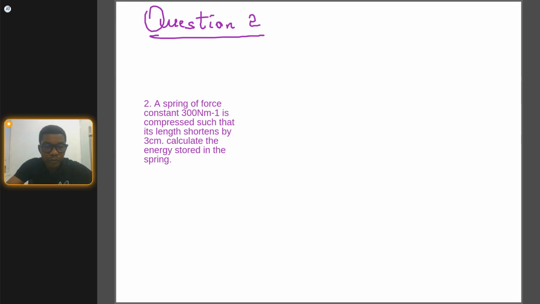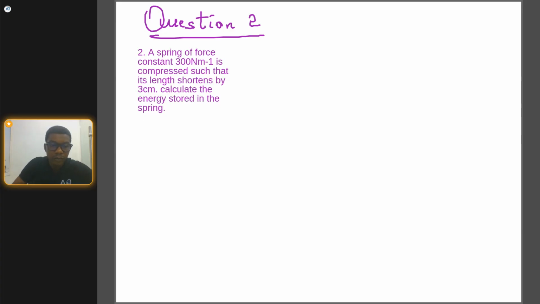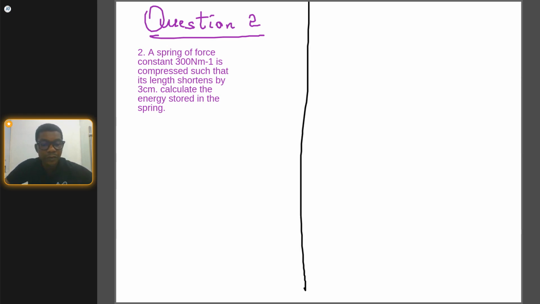Let's have question number 2. Question number 2 is as follows. A spring of force, now they gave us force, a spring of force constant 300 Newton per meter is compressed such that its length shortens by 3 centimeters.